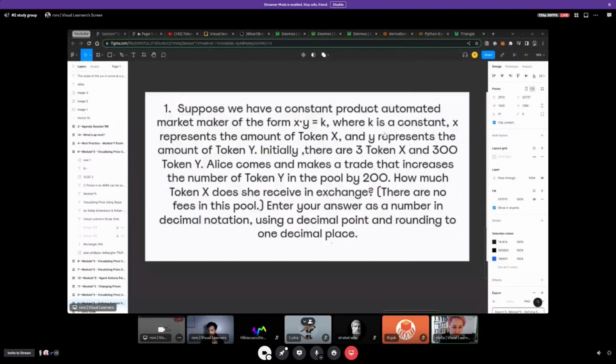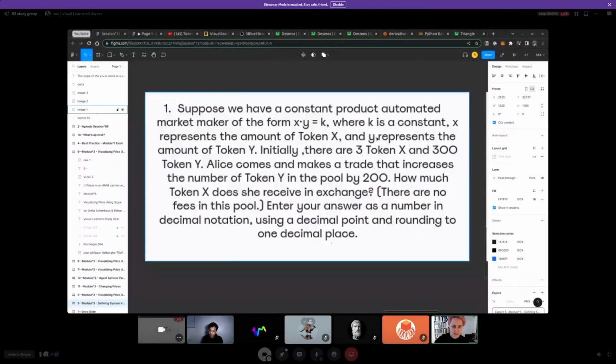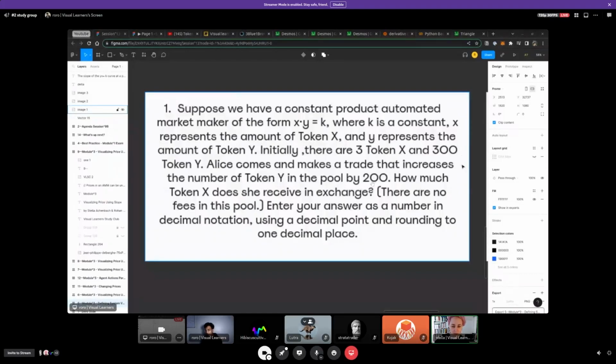Okay. X represents the amount of token X and Y represents the amount of token Y. Initially, there are 3 token X and 300 token Y. Alice comes and makes a trade that increases the number of token Y in the pool by 200. How much token X does she receive in exchange? There are no fees in this pool. Okay, that makes things a little bit easier.